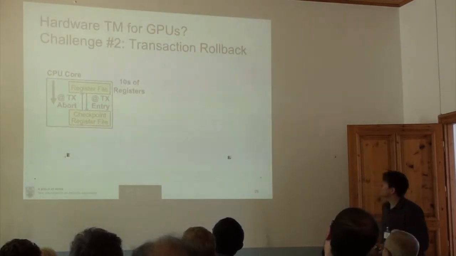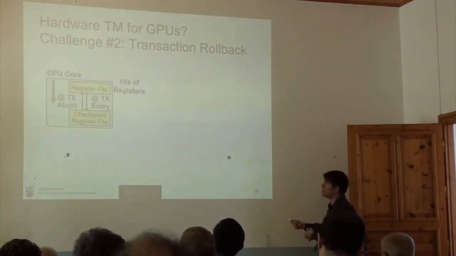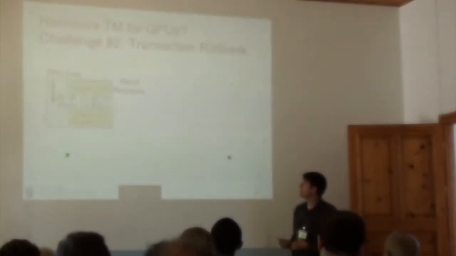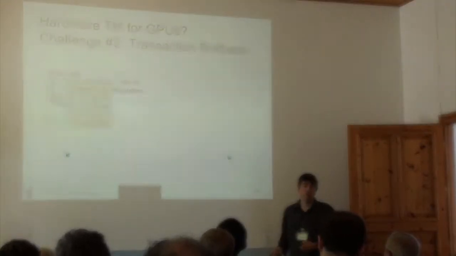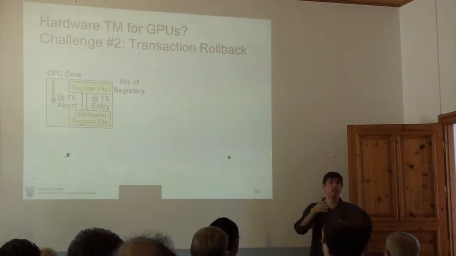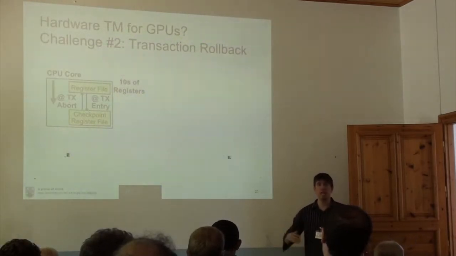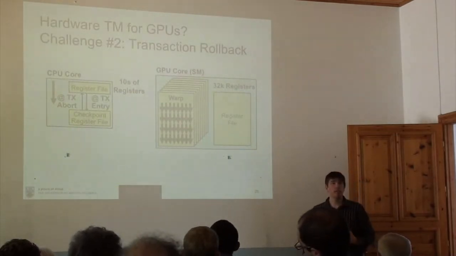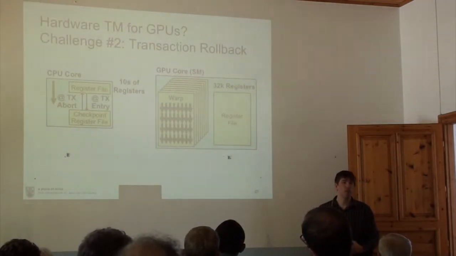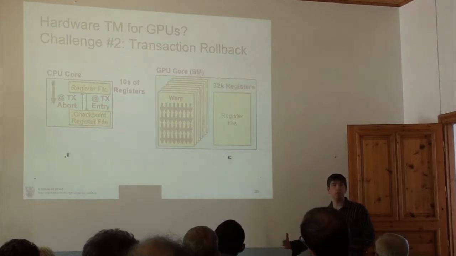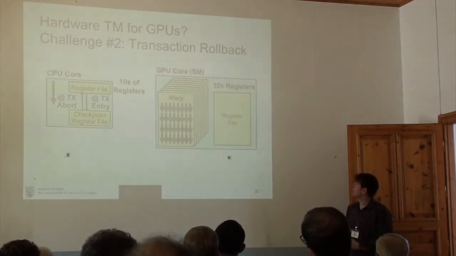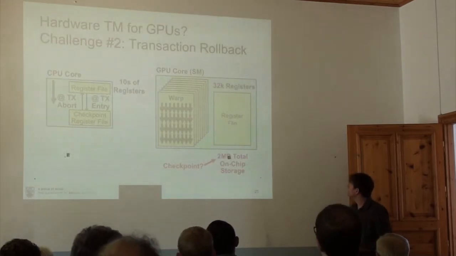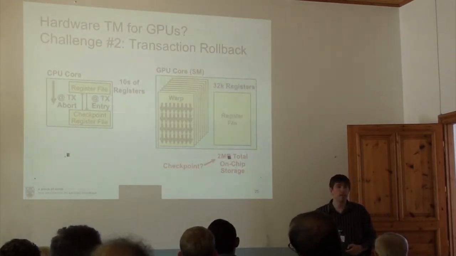Challenge 2 is transaction rollbacks. The way systems were being studied at the time is looking at a register file on a CPU which has tens of registers, and you just checkpoint it every time you start a transaction. The reason you do that is because if you roll back, you have to start from the same initial conditions when you re-execute. The problem is that on a GPU, most of the SRAM is actually register files. So if you're going to checkpoint the whole register file on a GPU, you're going to blow up the size of the GPU. Okay, so 2 megabytes for, I guess this is like a Fermi class GPU. Checkpointing 2 megabytes is a non-starter.